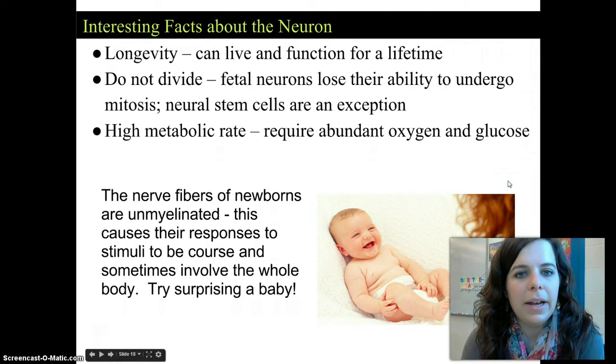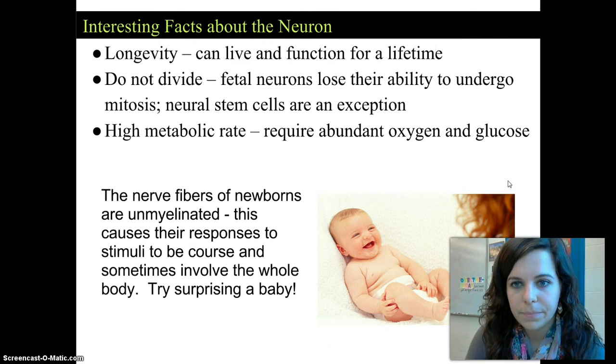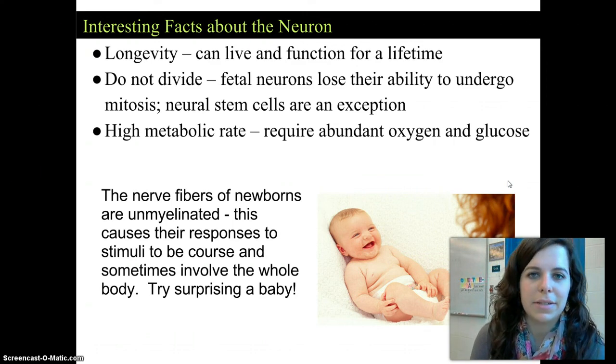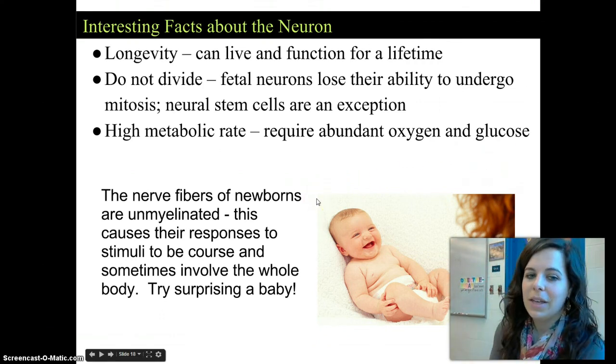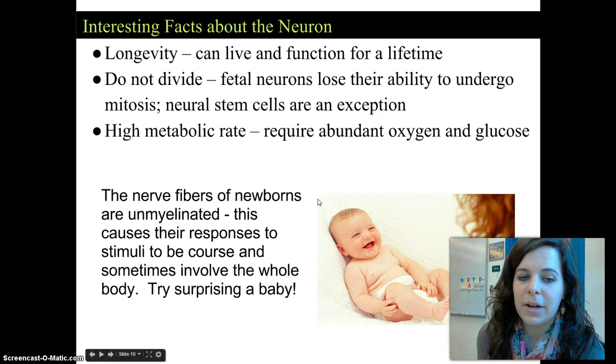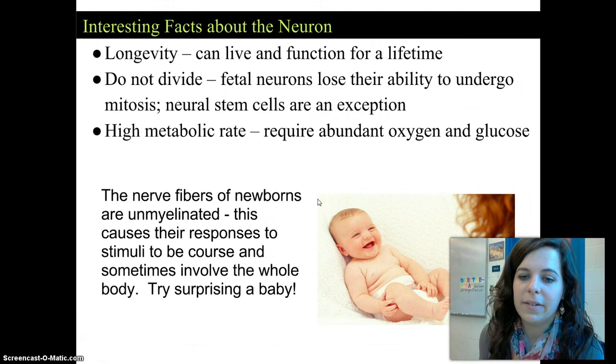Some interesting things about the neuron: they live and function for a very long time for cells. They don't divide, the only exception being when they're a stem cell. They have a high metabolic rate, which means that they require a lot of oxygen and glucose, which is why you have so many blood vessels close to nerves, and why your brain is so heavily vascularized. The interesting thing is, if you surprise a baby, you may see that their whole body reacts because their nerve fibers are unmyelinated, and so they sometimes involve their whole body in their responses.